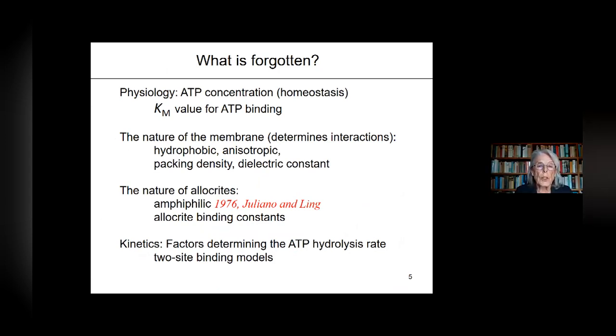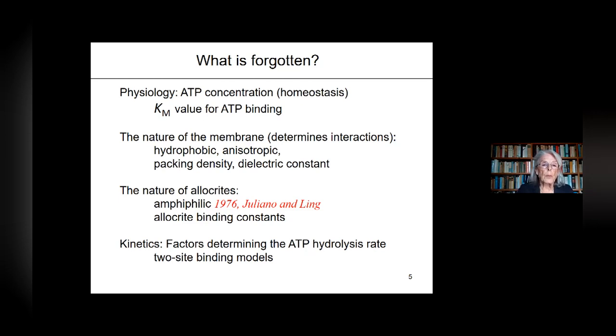We have physiology. We know that the ATP concentration is pretty high in cells. We have homeostasis. We know that the Km value is pretty low, which suggests that we practically always have, in the resting state, 2 molecules of ATP bound. So this structure, which assumes an open conformation with no ATP bound, is for me difficult to understand.